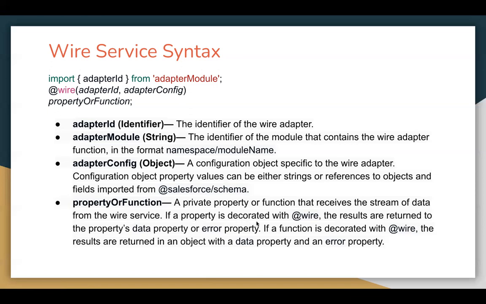If a property is decorated with @wire, the results are returned to the property's data property or error property. Whenever we create a property, it has two inbuilt properties, one is data and another one is error. If a function is decorated with @wire, the results are returned in an object with a data property and an error property. Now I will be demonstrating this to you: what happens if we use a property, what happens if we use a function, and how we can implement this.